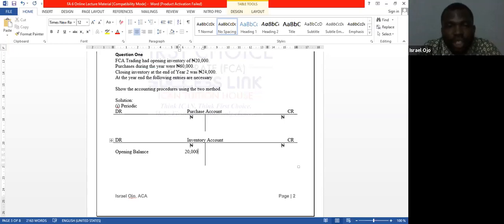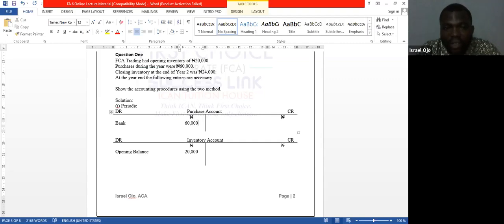Now, purchases during the year were 60,000. So they made purchases during the year of 60,000. Under periodic, the accounts that we affect will be the purchase account and the bank account or payables account. Those are the two accounts that will be affected. So we come up here and we put purchases of 60,000, because it's the bank that is giving the cash. So the second leg, we go to our bank account on the credit side.